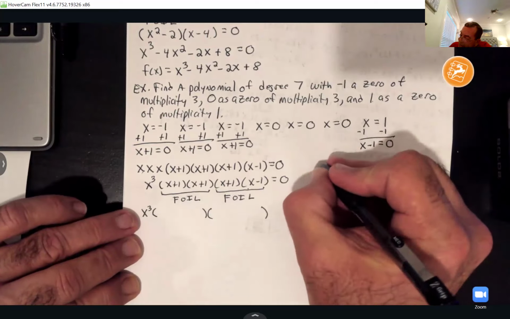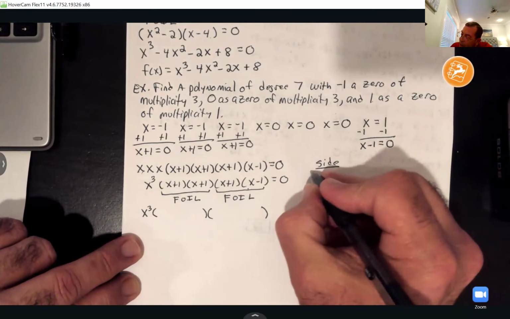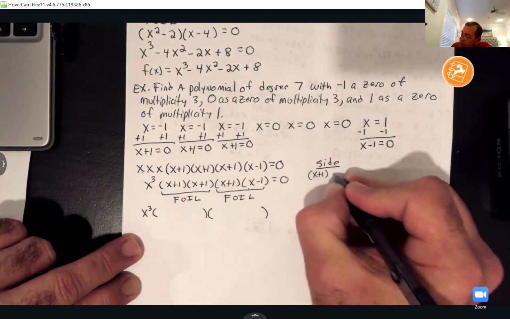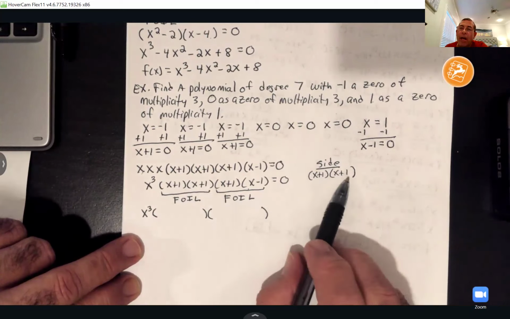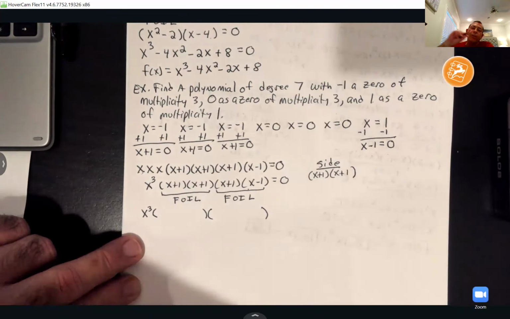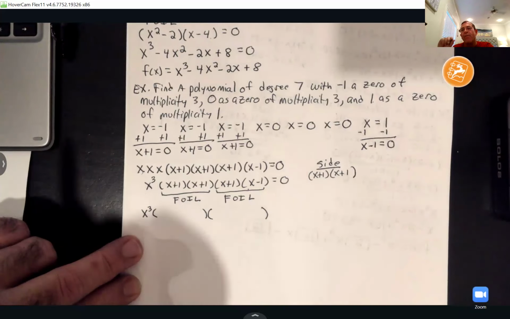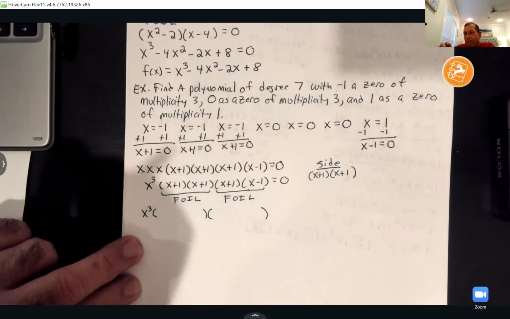So on the side, let's start with the x plus 1, x plus 1. Now, these are not conjugate pairs, y'all. They are both positive. So stuff don't cancel when they're both positive, okay? You just get a lot of like terms in the middle.